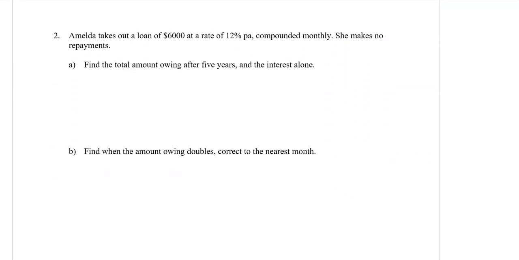Anyway, question 2. Imelda takes out a loan of $6,000 at a rate of 12% per annum, compounded monthly. Okay, as soon as I read that, alarm bells happen because my interest rate is per year and I'm compounding something monthly. However, whatever the compound rate is, so if it's monthly, yearly, whatever it is, that's what you need your interest rate to be in and your N. Okay, both of them. So 12% per annum, if you want that per month, there's 12 months in a year. So you go 12 divided by 12, that is 1% per month.